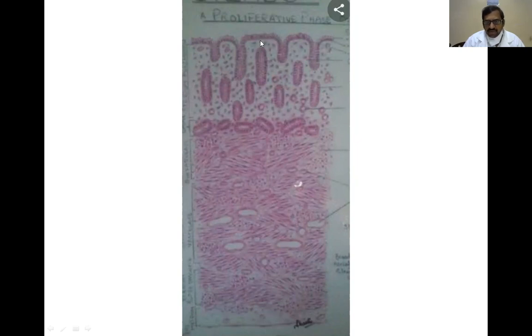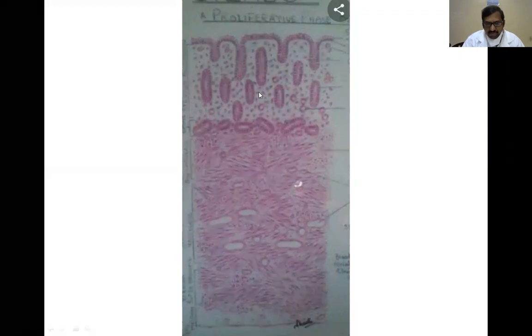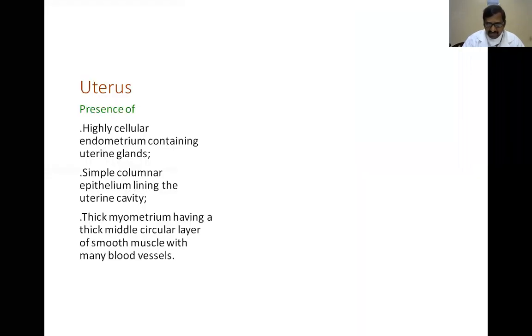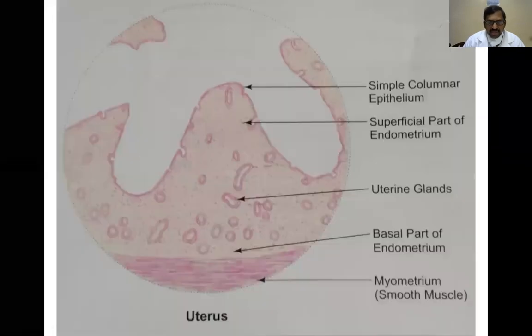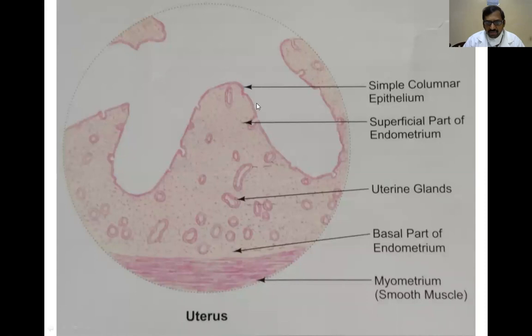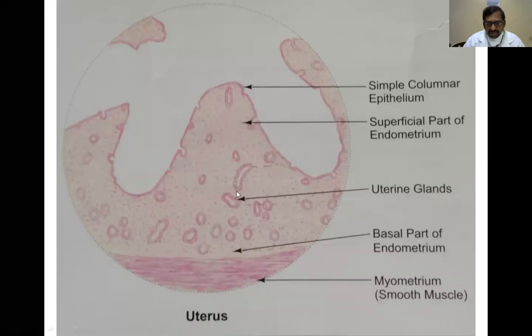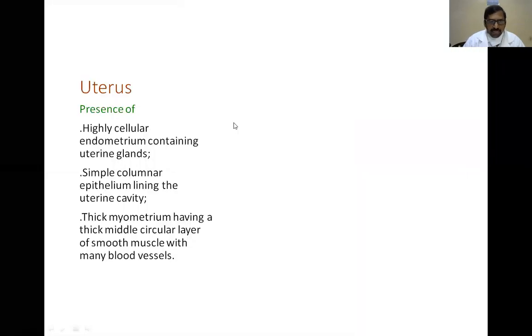And here this is the uterine endometrium. It again has two layers: a functional layer and a basal layer. You see here a highly cellular endometrium containing uterine glands. These are nothing but the uterine glands, and they secrete the uterine secretions. Next, the uterine cavity is lined by simple columnar epithelium.